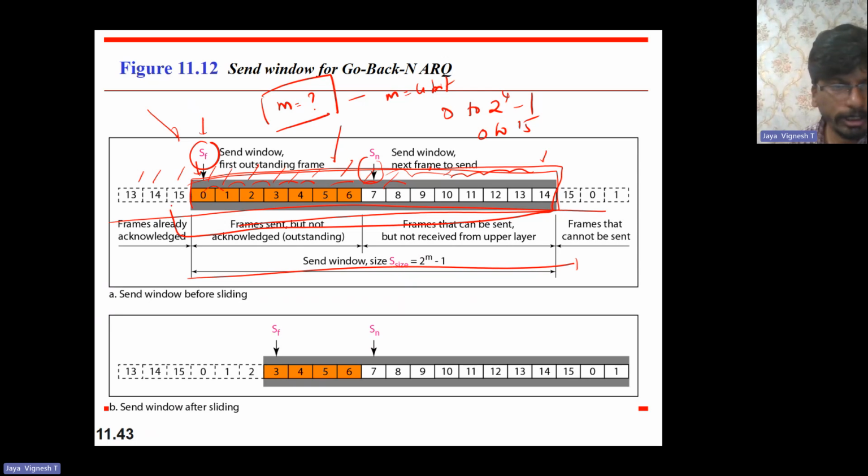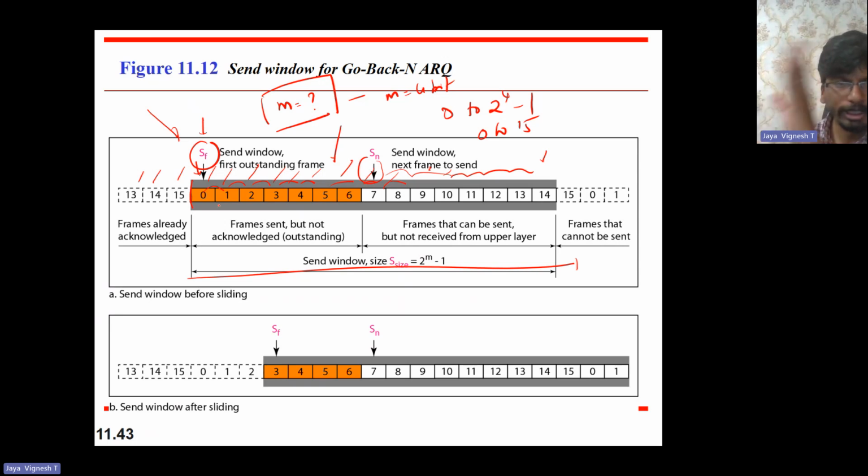If you look here, there are different colors. The orange colored slots mean that all these frames I've already transmitted in the channel. These are outstanding frames, which means I have transmitted them, but I do not know the status of the frames that I've sent. The white colored slots are frames that I can still send, but I have not yet received them from the network layer to make a frame out of them and transmit. I could still process them up to the window size.